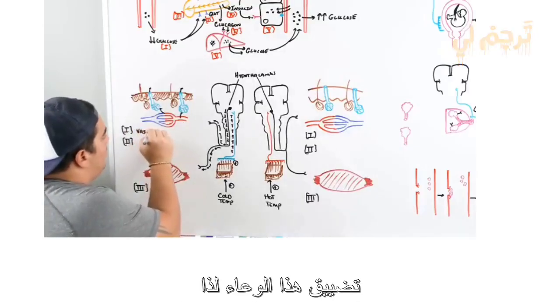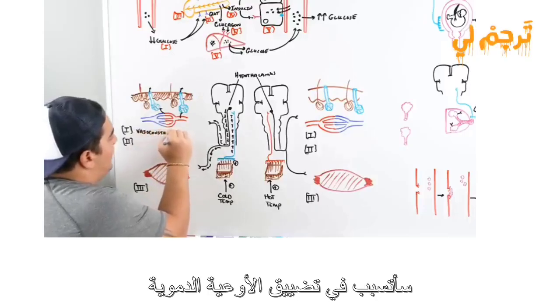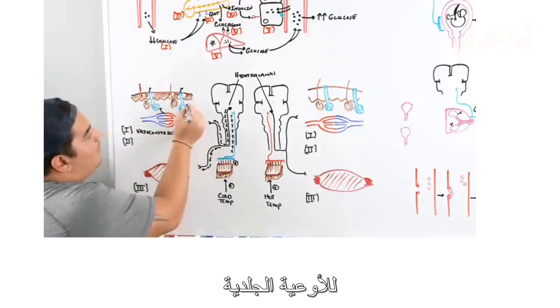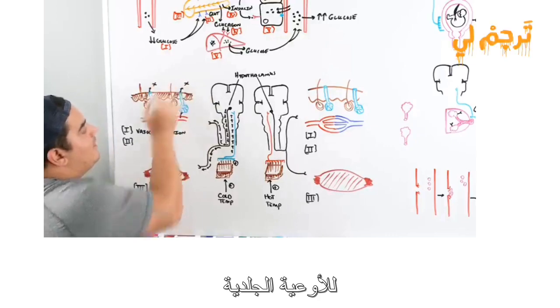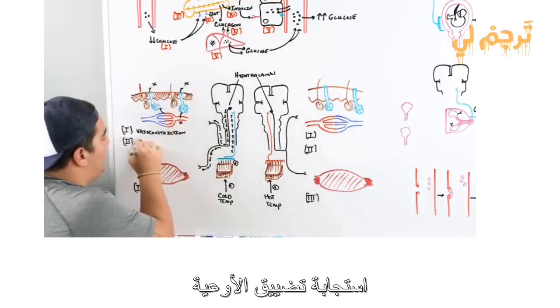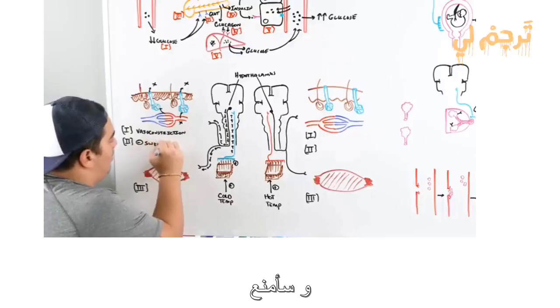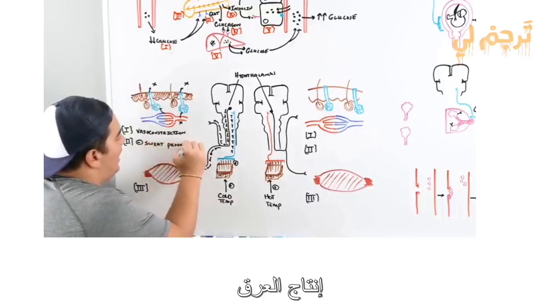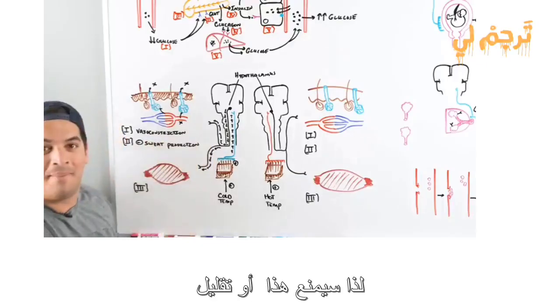So I'm going to cause vasoconstriction of the cutaneous vessels. And then I'm going to inhibit sweat gland production. I'm going to cause a vasoconstriction response, and I'm going to inhibit sweat production. So this will inhibit or reduce evaporative cooling.